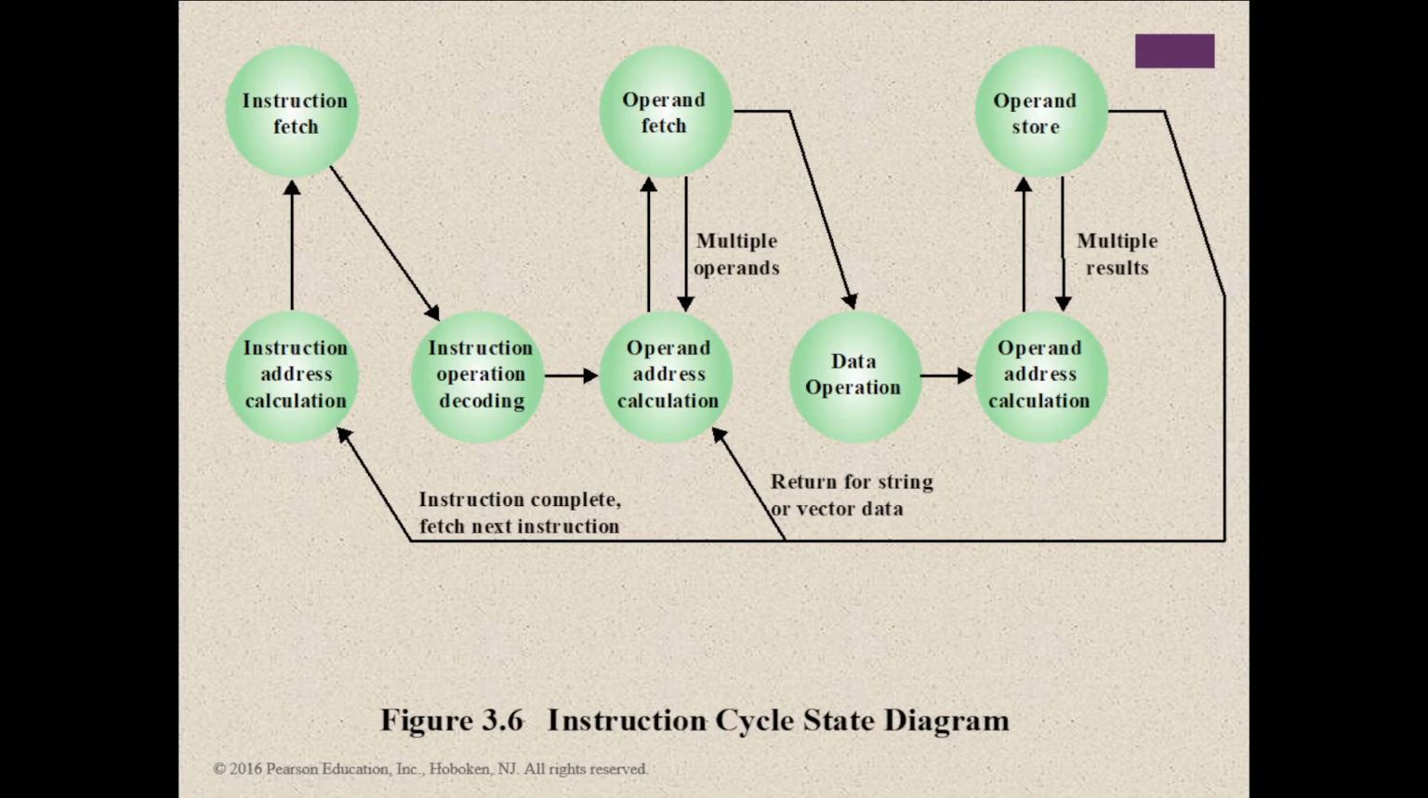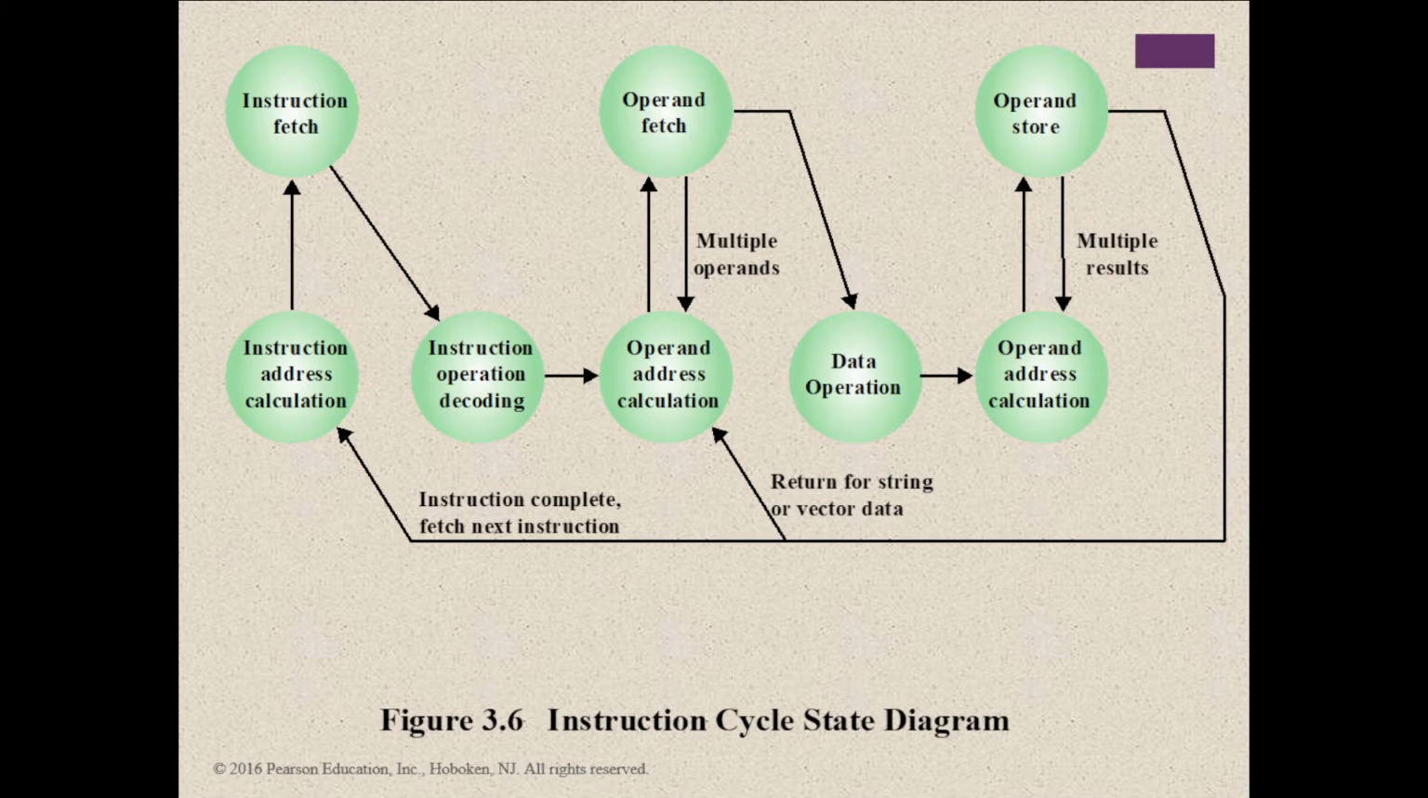And then finally, on some machines, a single instruction can specify an operation to be performed on a vector, or one-dimensional array of numbers, or a string, or one-dimensional array of characters. As this figure indicates, this would involve repetitive operand fetch and or store operations.